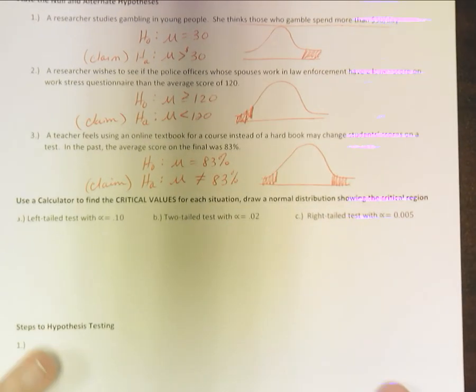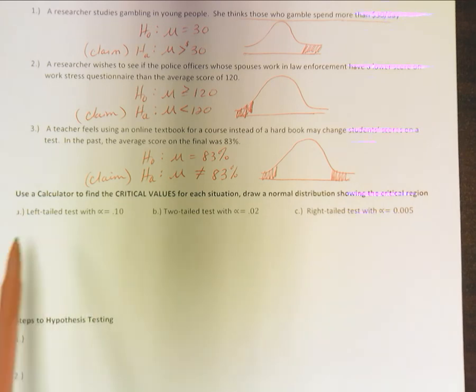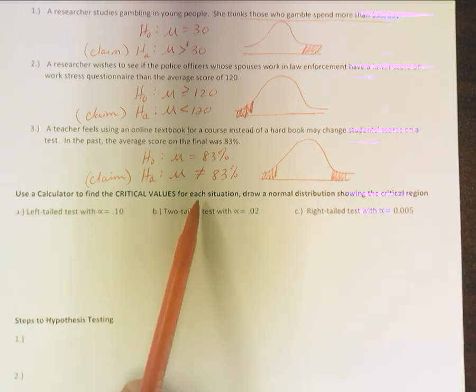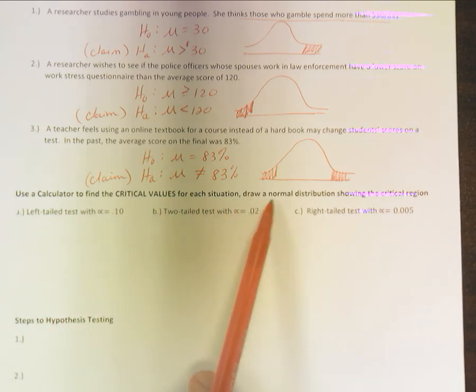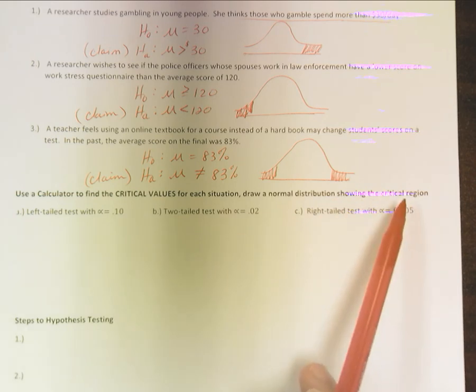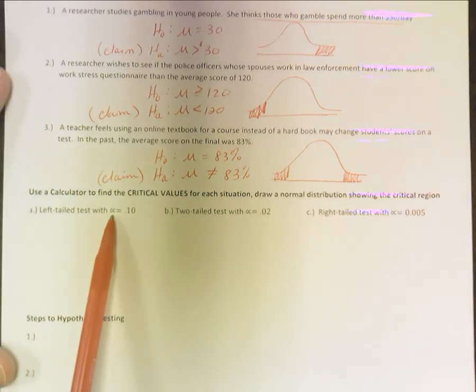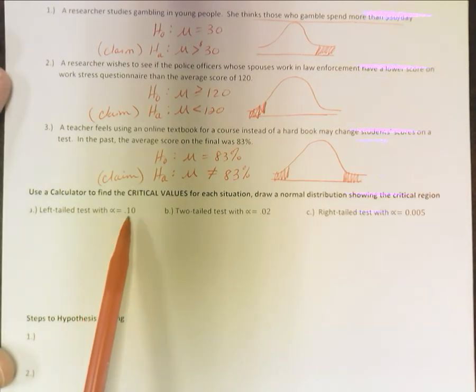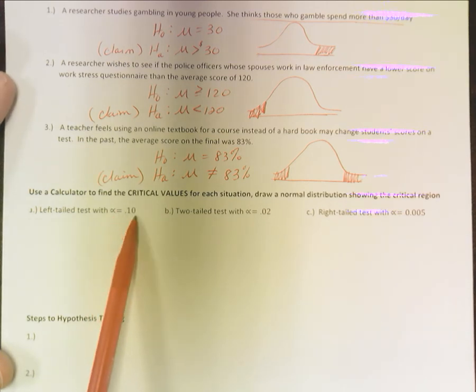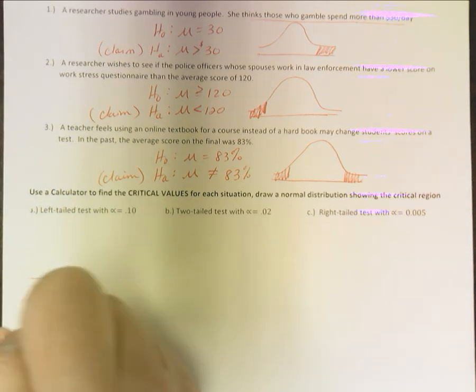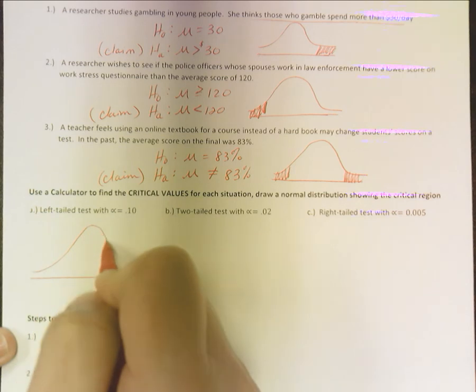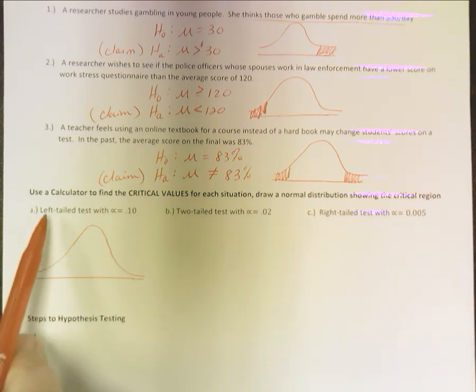All right. Last couple of things here. Use a calculator to find the critical values for each situation. Draw a normal distribution showing the critical region. Okay, so you haven't done this in a while, but I know you remember how to do this. If we want a left-tailed test with an alpha of 10%, that means I'm going to draw my normal curve. I want it left.